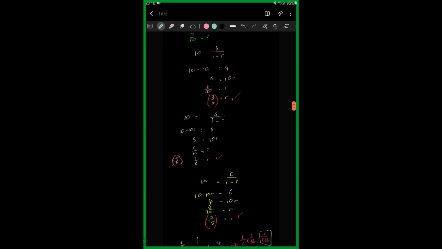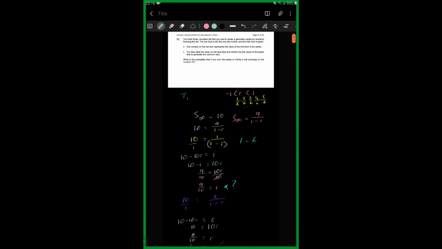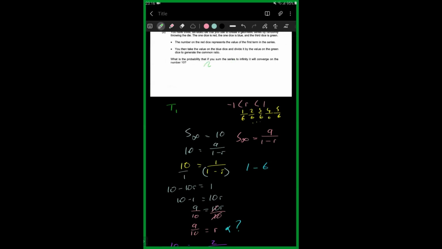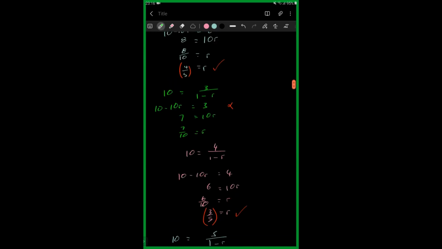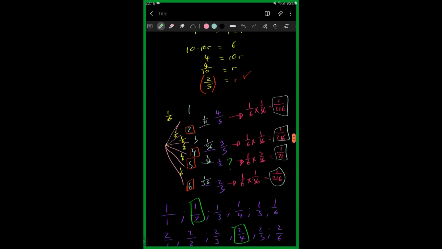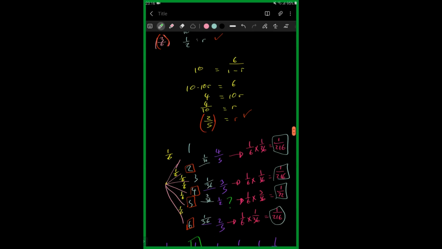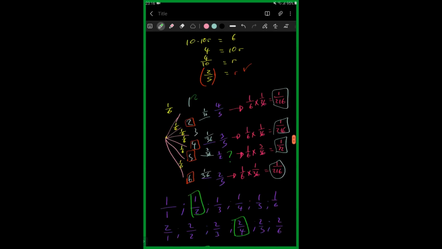I said here, what is the probability that if you sum the series to infinity, it will converge on the number 10. So the probability that it will converge on the number 10 looks as though it is just 1 over 36. The reason for that is we said in the beginning, the probability of getting 1, 2, 3, 4, 5, or 6 is just 1 out of 6.